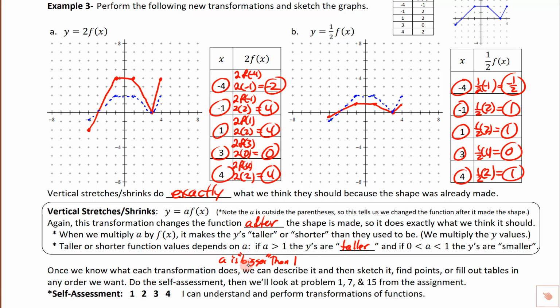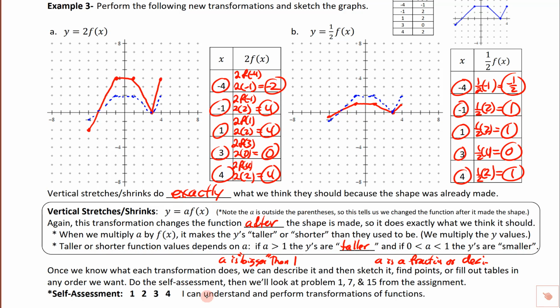So if we're multiplying by a number that's bigger than 1, like this right here, the y's get bigger. That means they get stretched out vertically. And if a is greater than 0 and less than 1, so in other words, let's say a is a fraction or a decimal between 0 and 1, I think you know what I'm kind of meaning here. Then the y's are smaller than they used to be. So we multiplied by 1/2. They get shorter than they used to be, so they're smaller.